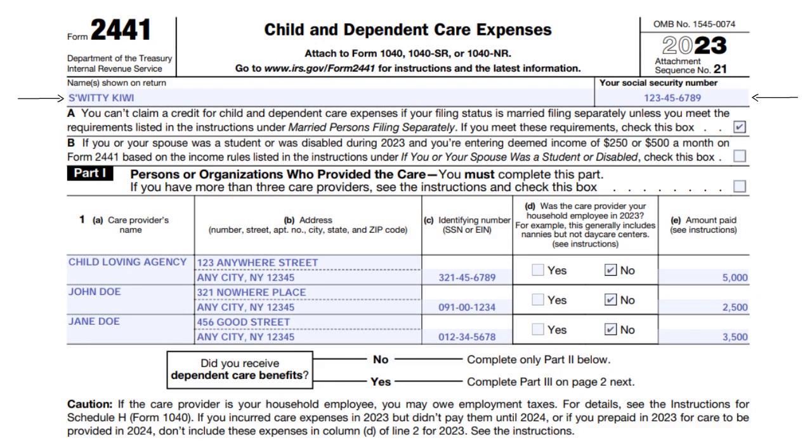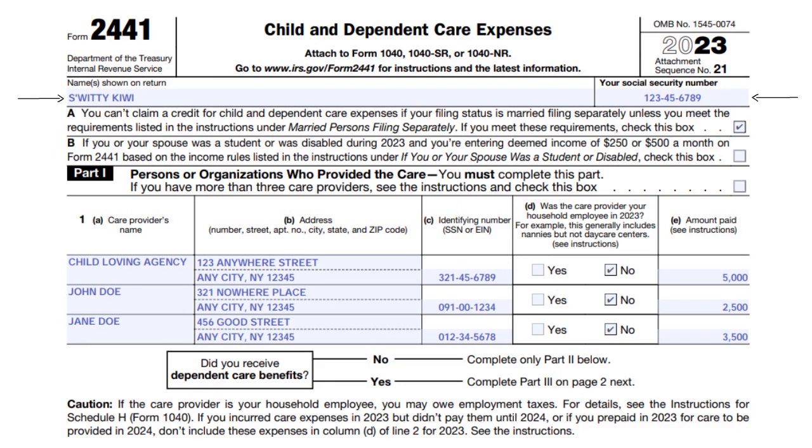So it says you can claim a credit for child and dependent care expenses if your filing status is married filing separately, unless you meet the requirements listed in the instructions on the married person filing separately. So if you meet these requirements, check this box. So in our case, yes, we actually meet these requirements. So that's for line A.